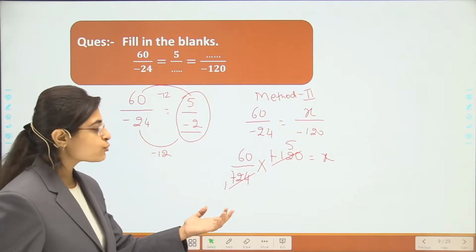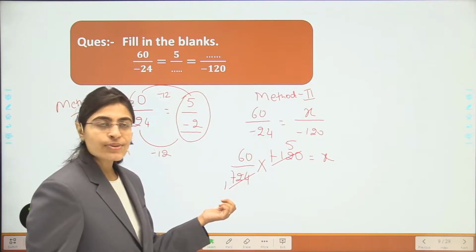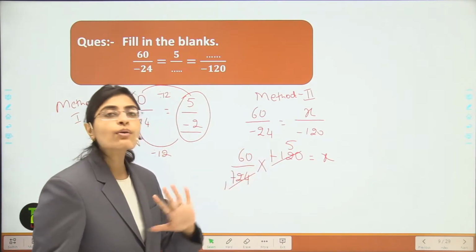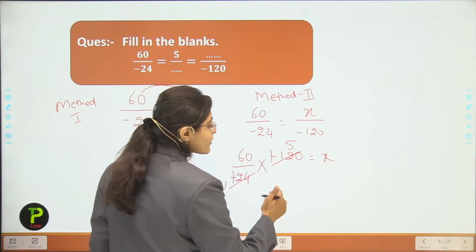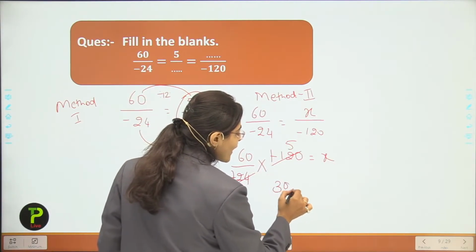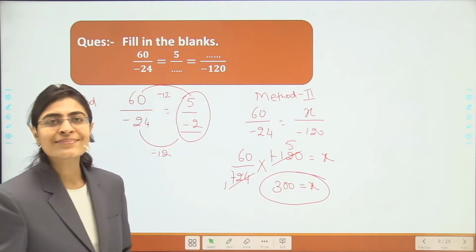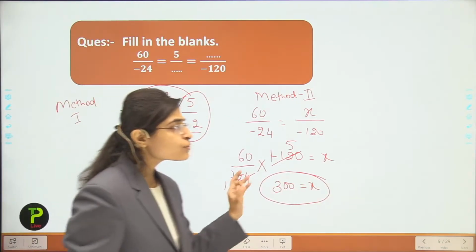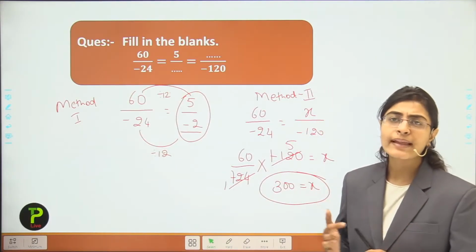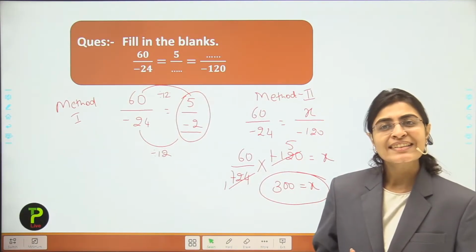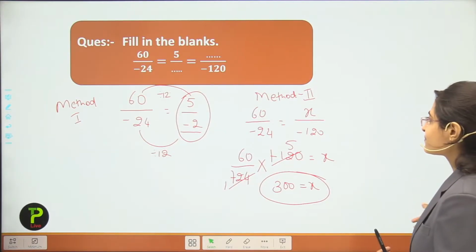24 into 1 is 24, and 24 5s are 120, right? So here 6 5s are 300, and that is our answer. Alright, I hope these two methods are clear to you. You can follow any of the methods, the answer will remain the same. So let's move further now.